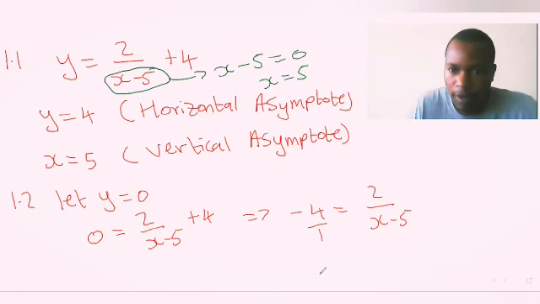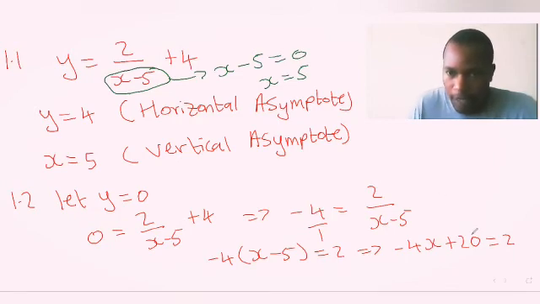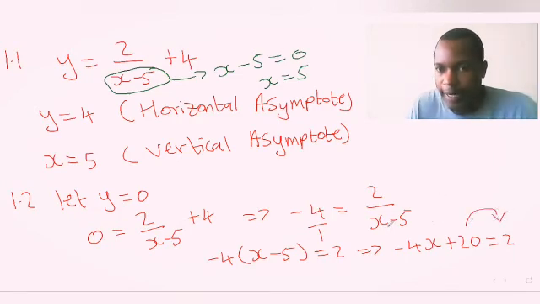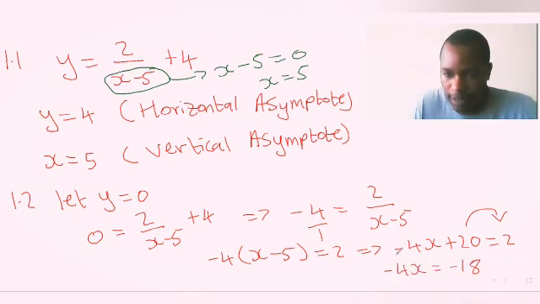We can then cross multiply. This gives us negative 4 times the bracket x minus 5, which equals 2. We multiply in, so this is negative 4x plus 20, which equals 2. We move the 20 to the right-hand side, which gives us 2 minus 20, so negative 4x equals negative 18.